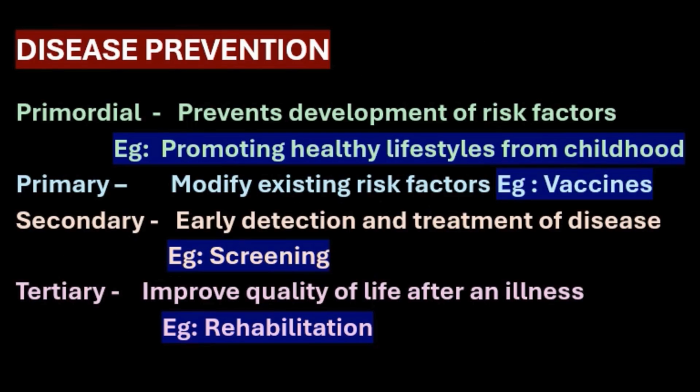Let us see the disease prevention methods here. First one is primordial, that prevents the development of risk factors itself. For example, promoting healthy lifestyles from childhood itself. Primary prevention is to modify the existing risk factors. For example, vaccination. Vaccination will prevent. So these all are primary prevention methods. Secondary prevention is early detection and treatment of the disease. For example, screening for a disease. Tertiary prevention is when the disease has already happened, but we stop the progression or improve the quality of life after the illness. For example, rehabilitation.